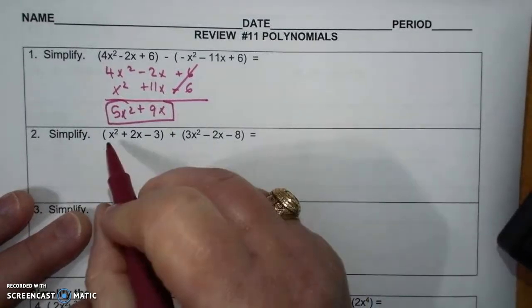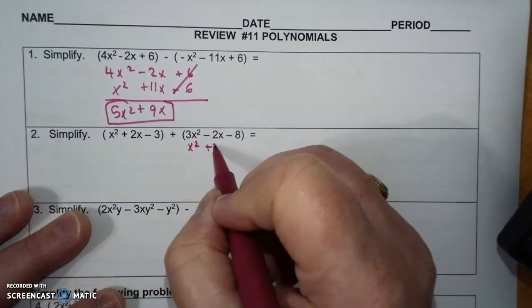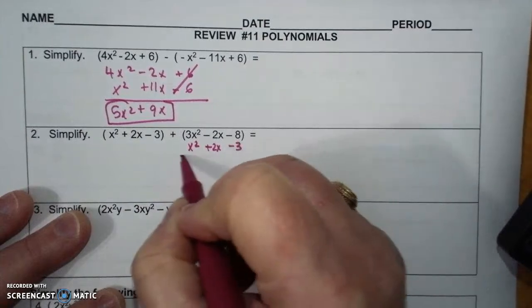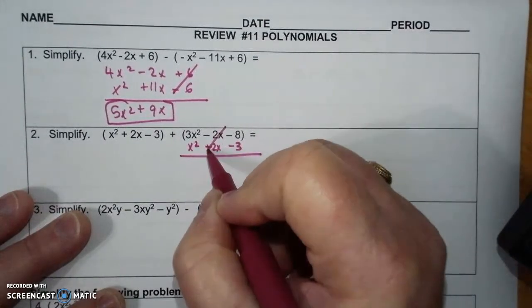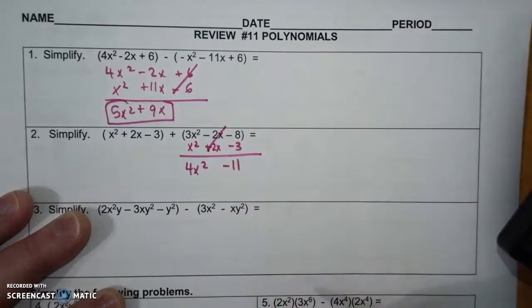Adding, I'm going to pull this one over, and I'm going to put x squared here, plus 2x here, minus 3. These cancel out. 4x squared minus 11.